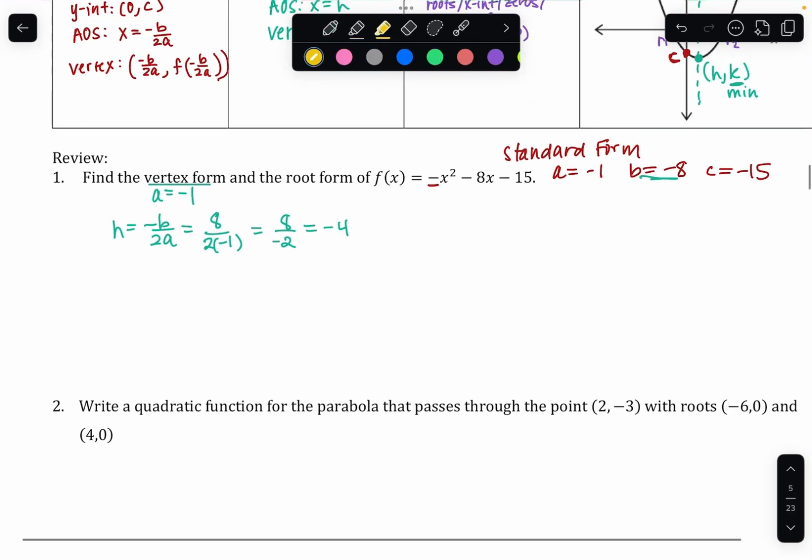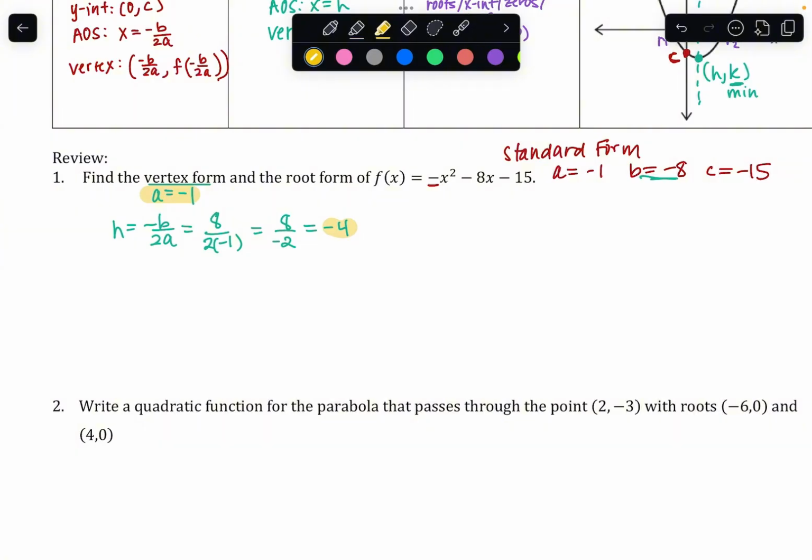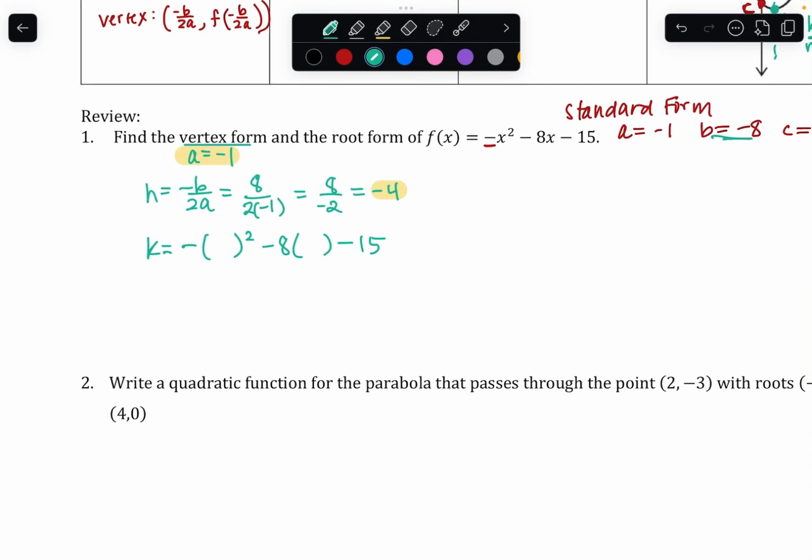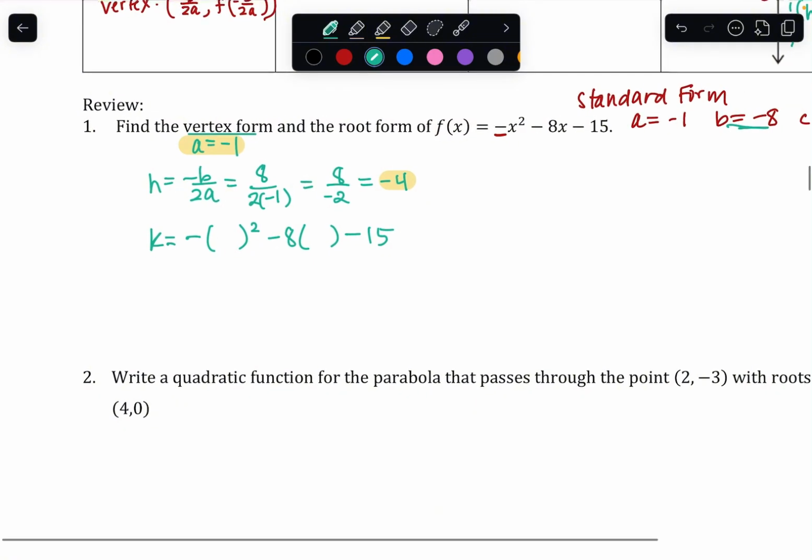Now that we have our a value and our h value, we just need to find the k value. We find that by taking our original equation and plugging this x value in for both x's. So write down your rule, -x² minus 8x minus 15. Replace both x's. Some people only replace one and then they get confused because they still have an x hanging around. Both x's should be replaced with -4. And make sure you're using these parentheses. They're very important. They'll save you a lot of careless mistakes.